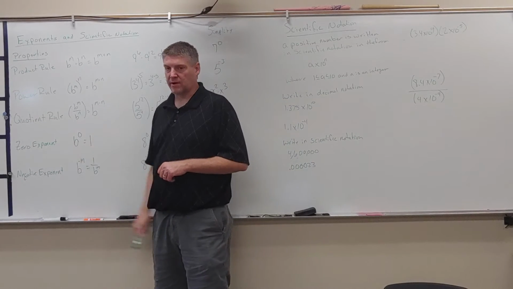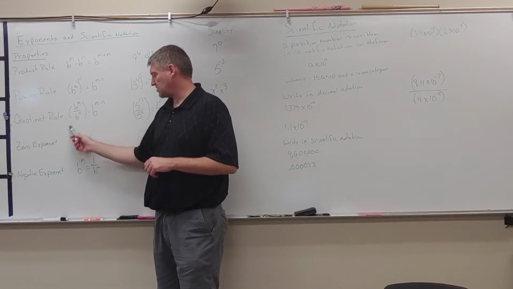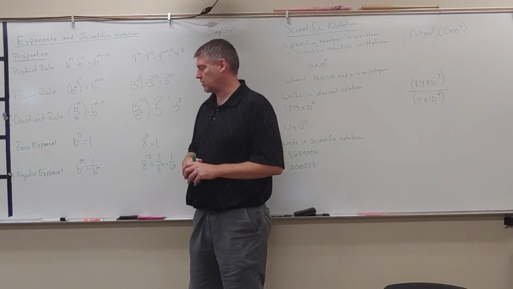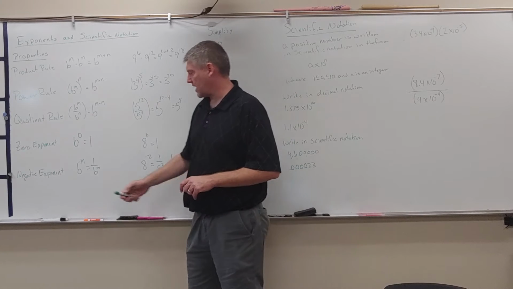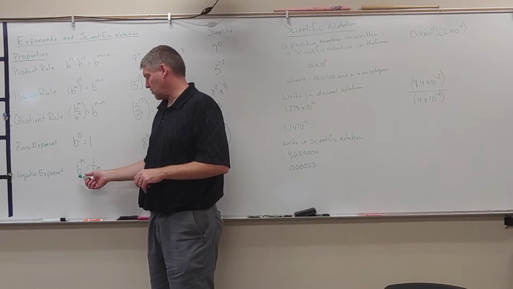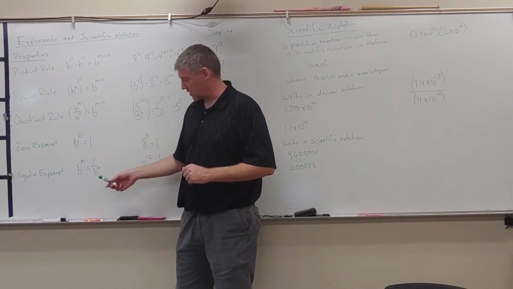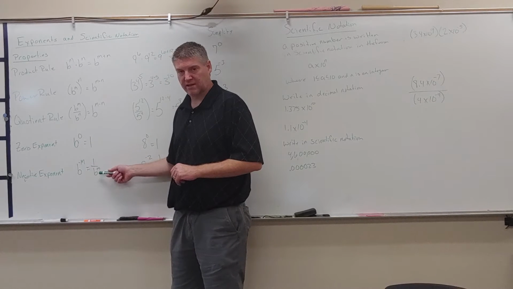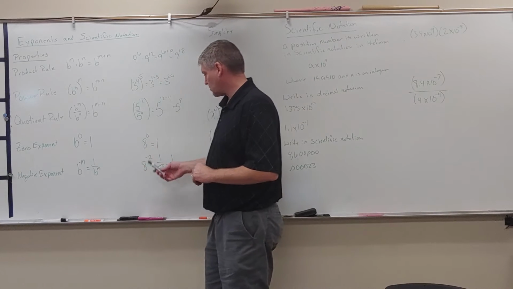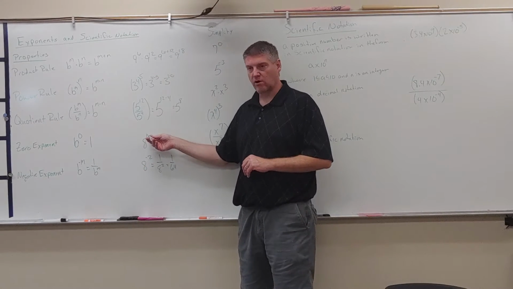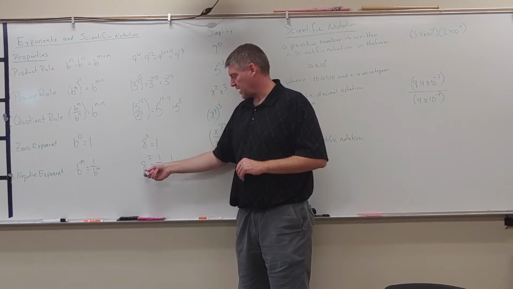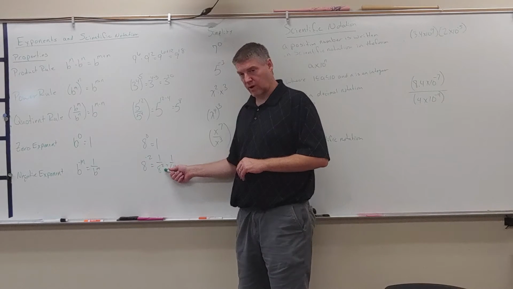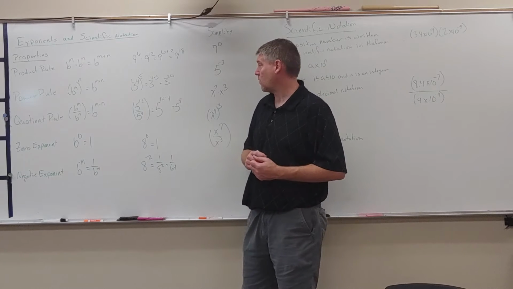The zero exponent. A non-zero value to the 0th power is 1. Okay, we don't want b to be 0. So a negative exponent is going to be the reciprocal. So b to the negative nth is going to be equal to 1 over b to the nth. Okay? So our example here is 8 to the 0 is equal to 1. 8 to the negative second is going to be 1 over 8 squared, which is 1 over 64.